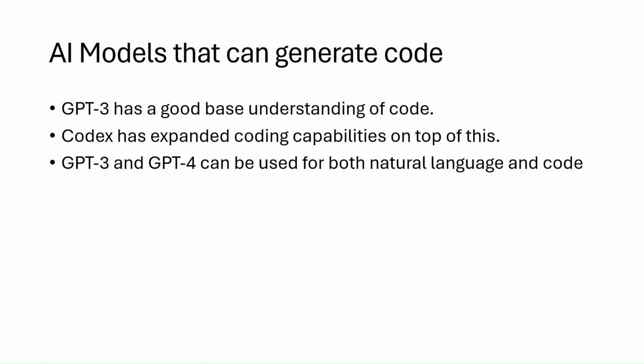In the base GPT-3 family, the standard text models have a good base understanding of code, and codex models have expanded coding capabilities on top of the standard text model. As new generations of models evolve, the base models drastically improve their performance and understanding of both language and code. This improvement can help us use just a single model for more recent generation models, such as GPT-3.5 Turbo and GPT-4, that can be used for both natural language and code.